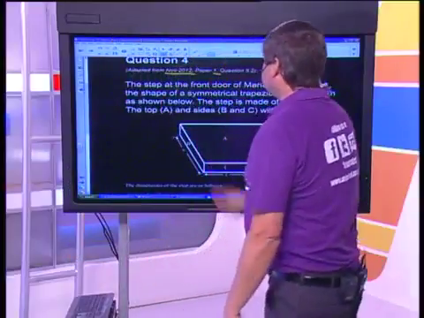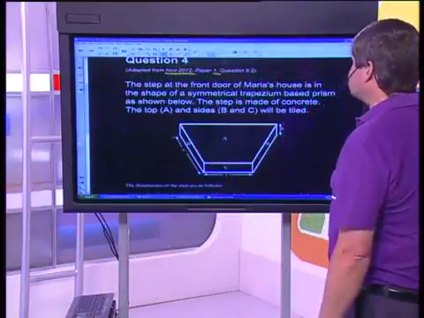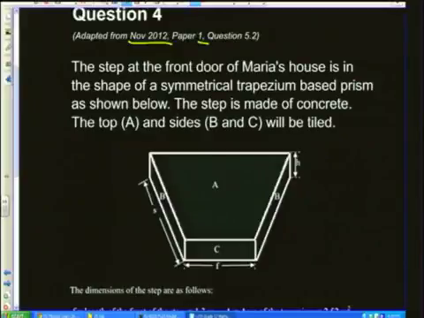Okay, let's go. The step at the front door of Maria's house is in the shape of a symmetrical trapezium base prism, as shown below. The step is made of concrete. The top, A, and the sides, B and C, will be tiled. Okay, so here's a step.